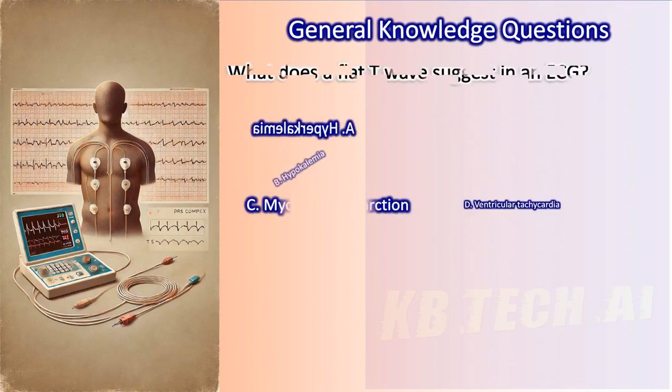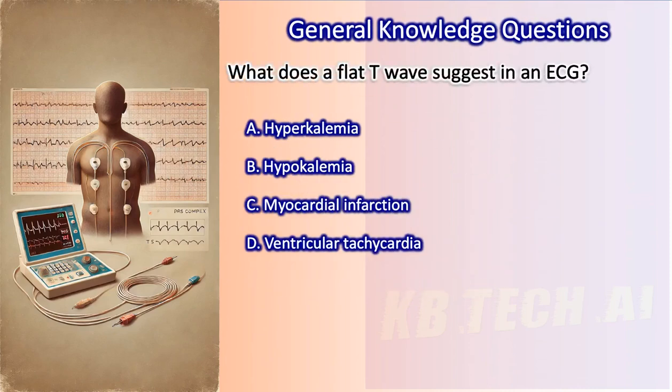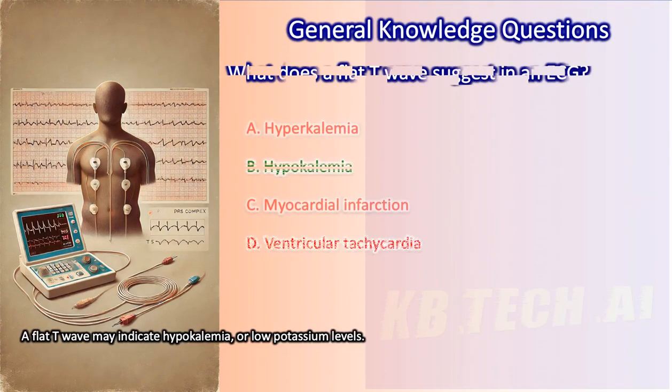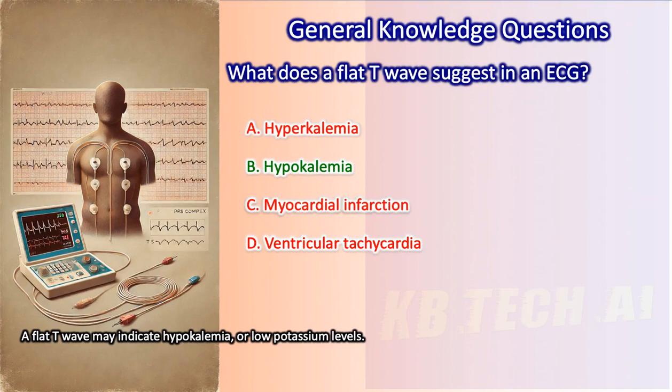What does a flat T wave suggest in an ECG? Option 1, hypokalemia. Option 2, hyperkalemia. Option 3, myocardial infarction. Option 4, ventricular tachycardia. The answer is option 2, hyperkalemia.